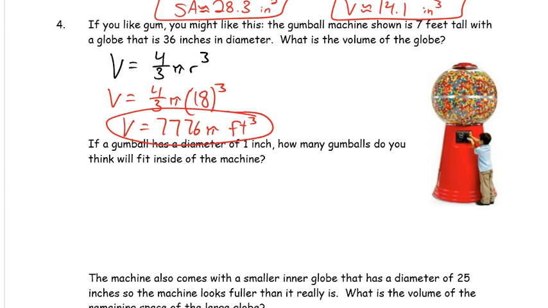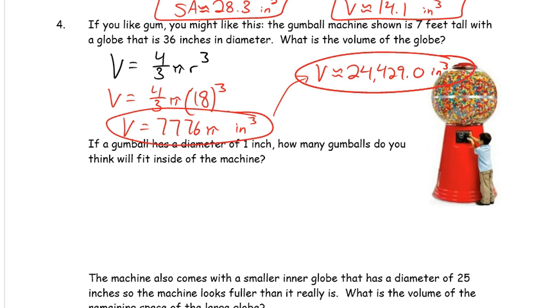That would be our normal volume. Okay, if I wanted to find out what that is multiplied pi out, that would be about 24,429.0, and that's feet cubed. Oh, nope, that's not feet. I was going to say, that'd be way too big. That'd be a huge gumball machine. Inches cubed I should have had. So there's our approximate volume. Okay, so all we did was multiply that number by pi.